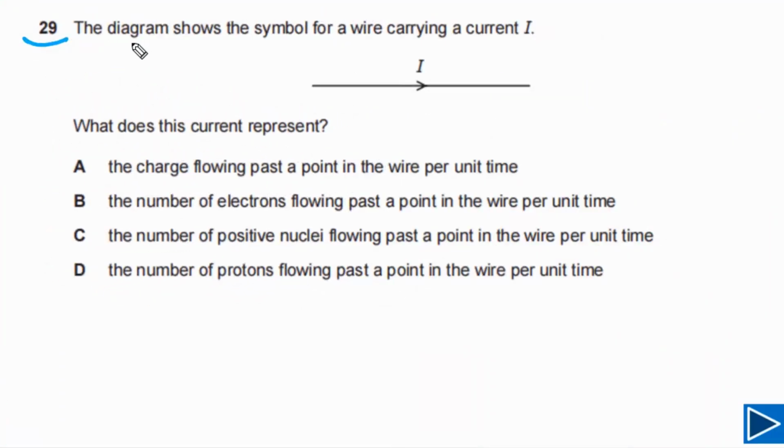In today's lesson, we will discuss all electricity questions from Specimen Paper 1 for 2022 exam. For question number 29, it is given to us the diagram shows the symbol for a wire carrying current I. Means this is a wire and current in the wire is I. We need to find out what does this current represent.